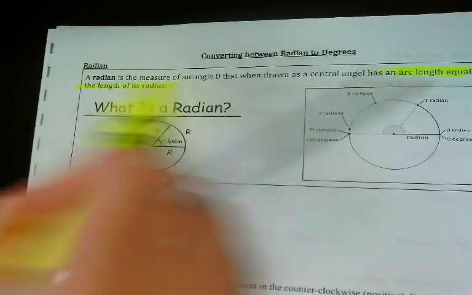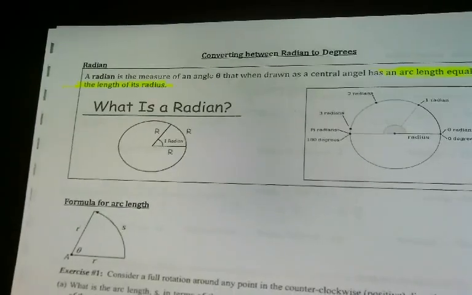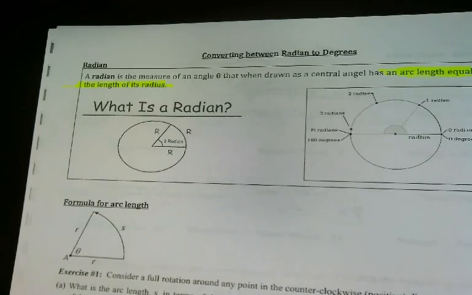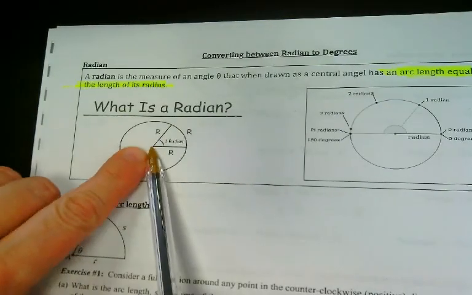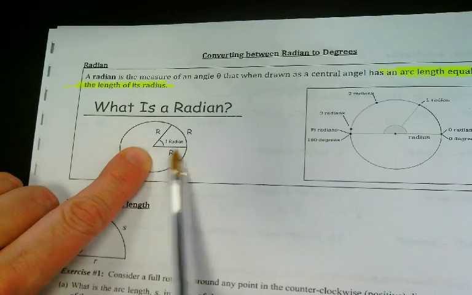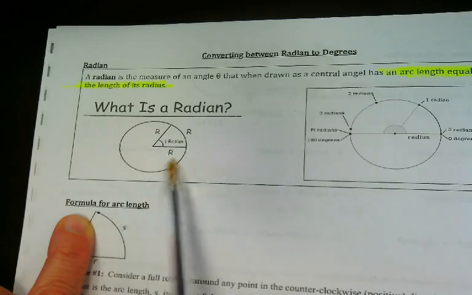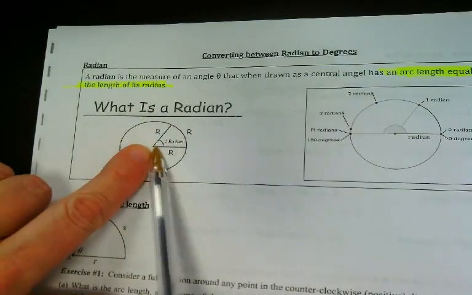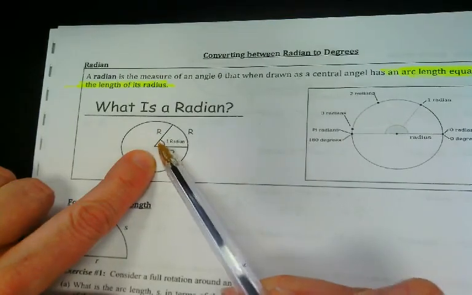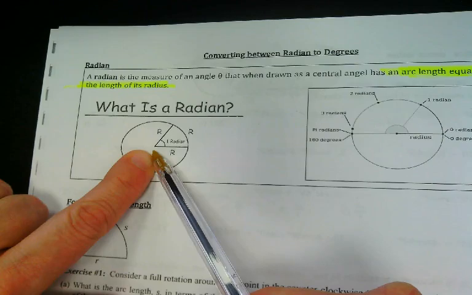That is the key. I want you to highlight or underline it: the arc length is equal to the radius. So what does that mean? Let's just talk about this. Here's a circle. This is a radius. Everyone understands this is the radius of a circle? Do we understand this is the arc of the circle, the part that goes around? This is the arc. This is the radius. This is another radius. This is the angle. They call it a central angle because it's in the center of the circle.